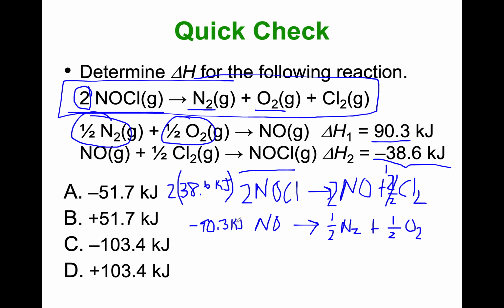But let's double check here. NO really isn't our focus. Remember, our focus is nitrogen, oxygen. So I'm going to multiply this by 2 as well, because I need 1 total, so that's this by 2.